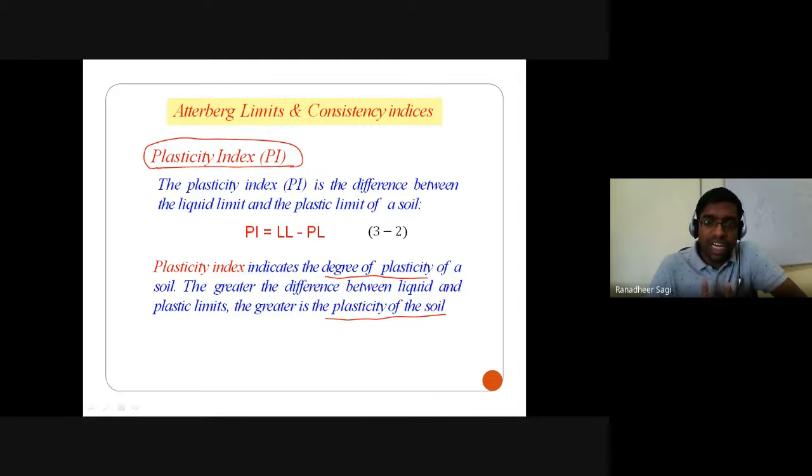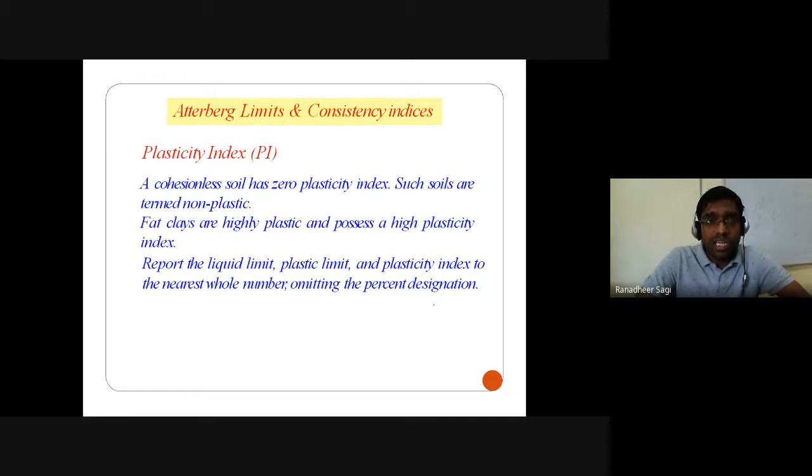So examples, gravelly soil and sandy soil are the best examples of your non-plastic soils. A cohesionless soil has zero plasticity index. So such soils are basically called your non-plastic soils.